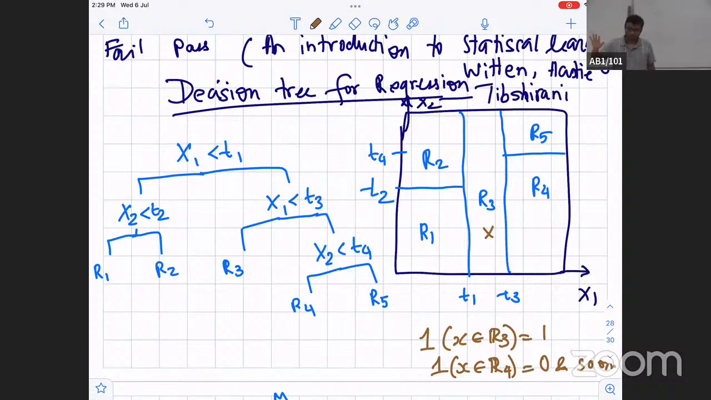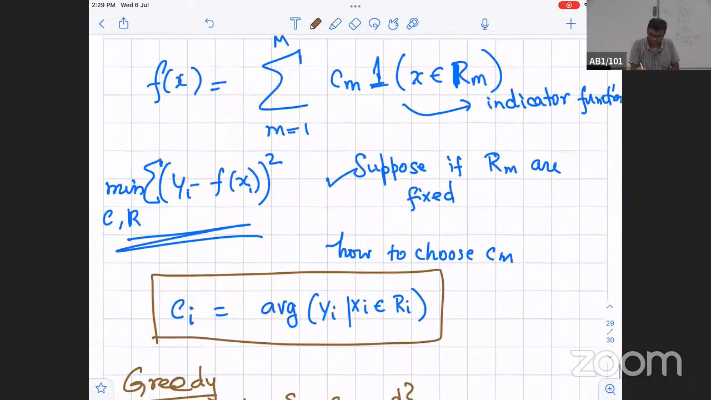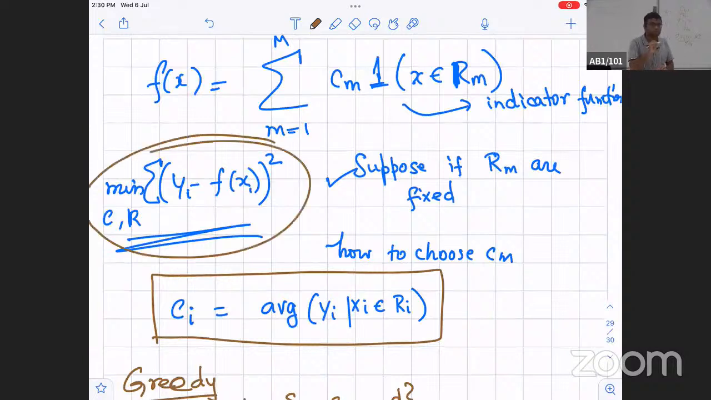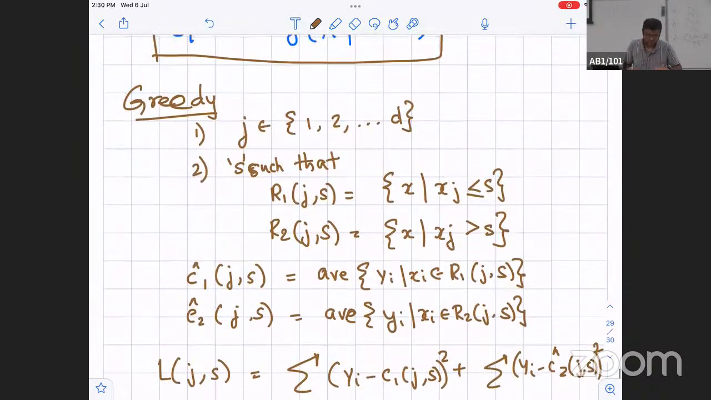So the ultimate goal is you want to minimize this total value. You want to minimize this quantity. Given the regions, I know how to minimize. But if I don't know the regions, how to do it? That is the goal. So for that purpose, what we said is that we will try out different features one after the other. Whichever gives me the maximum reduction, whichever gives me the least value, I will choose that as my split. So that's what I have defined here.